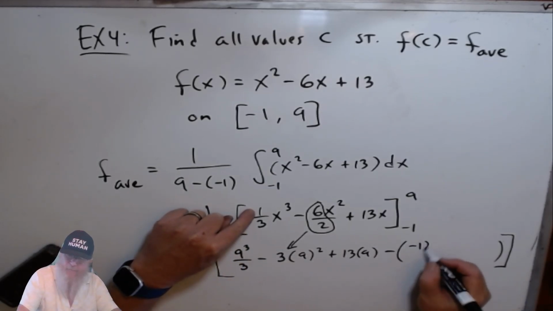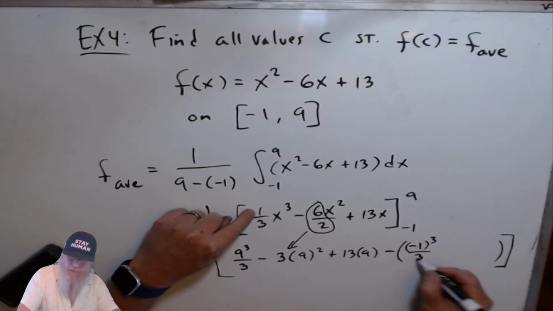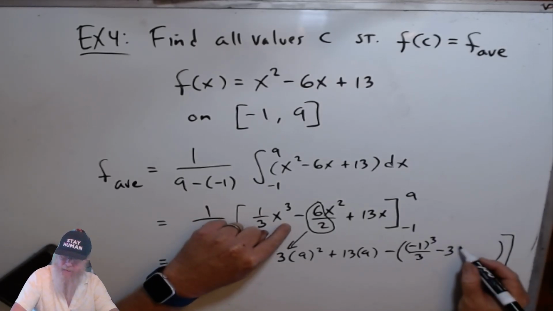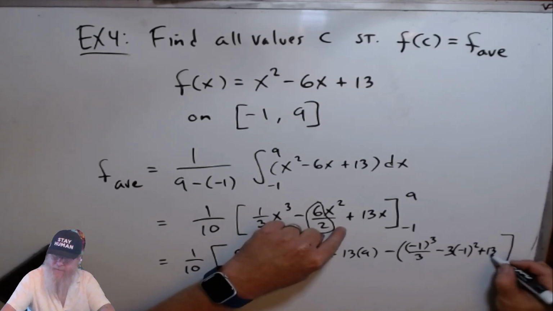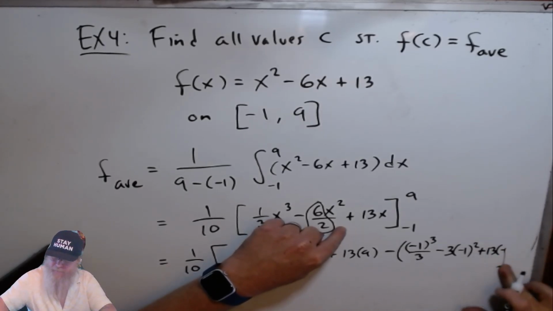So that you get -1 to the 3rd over 3, minus 3 times -1 squared, and 13 times -1.